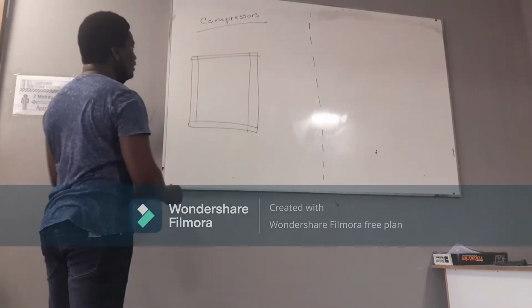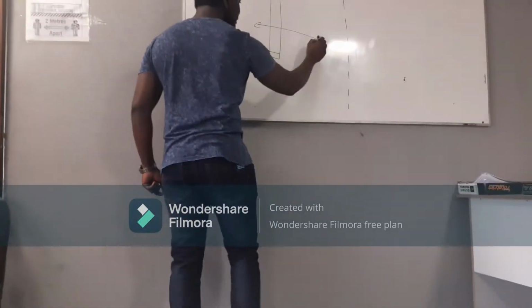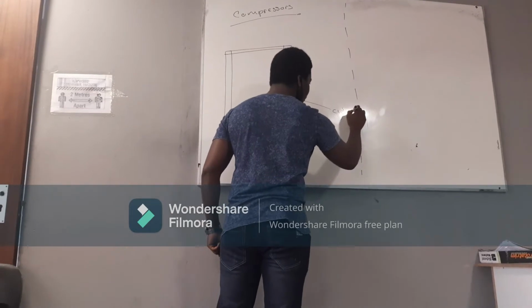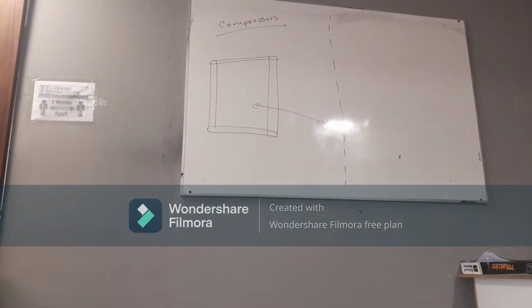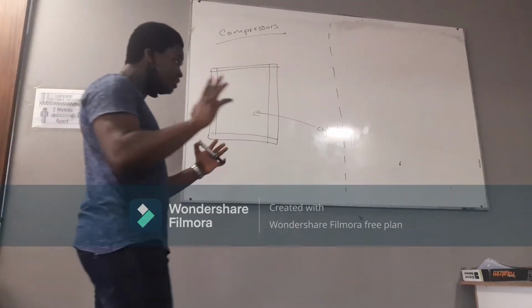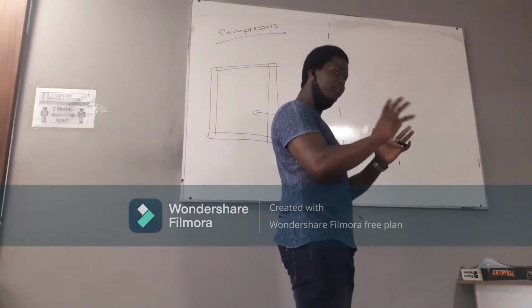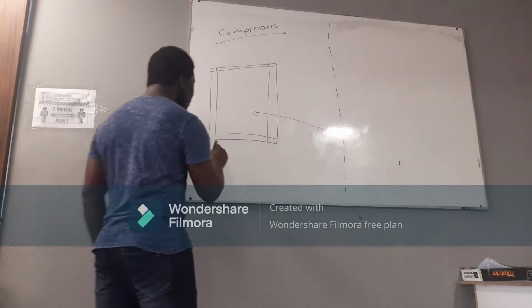What I've drawn here is what you call a cylinder. A cylinder is a housing or a casing. Are we together? And this is where we have all the volume of whatever we want to pump or compress.